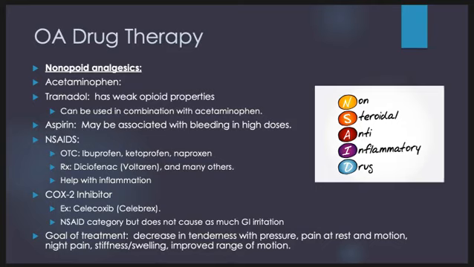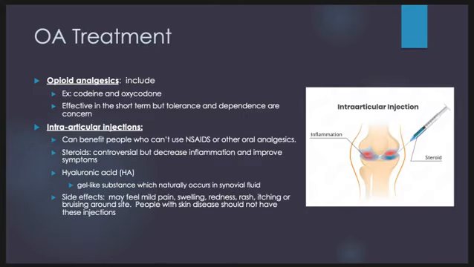The goal of treatment is basically to decrease tenderness with pressure, decrease pain at rest and with motion, nighttime pain, stiffness and swelling, and improve range of motion for these patients. Opioid analgesics include oxycodone or codeine. They are effective at pain control, but short-term use is recommended due to the dependency concerns.